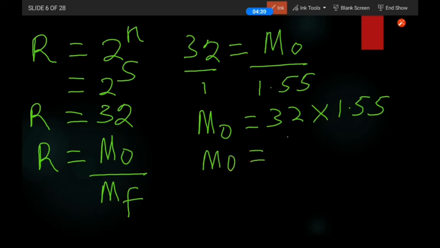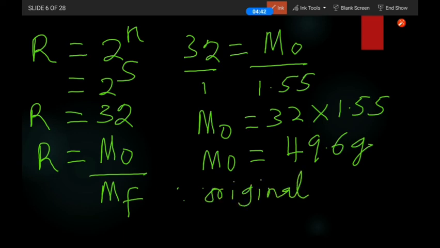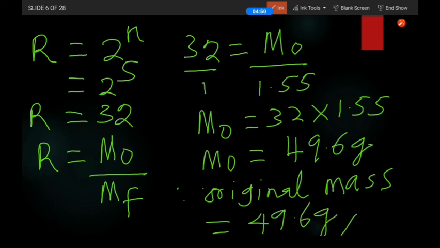So this is the mass that it started with, and that is 49.6 grams. Therefore, the original mass it started with before it decayed equals 49.6 grams. I'll be solving so many questions in a simplified way on radioactivity.